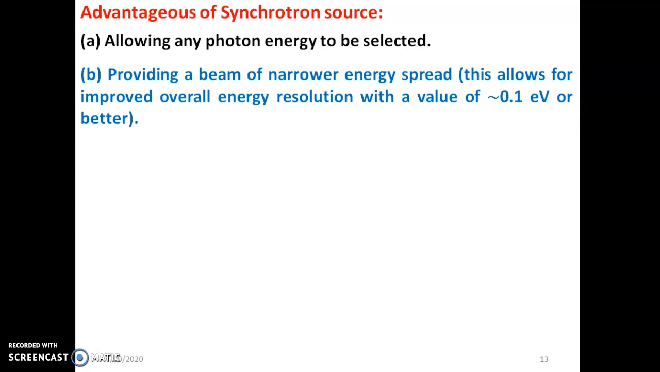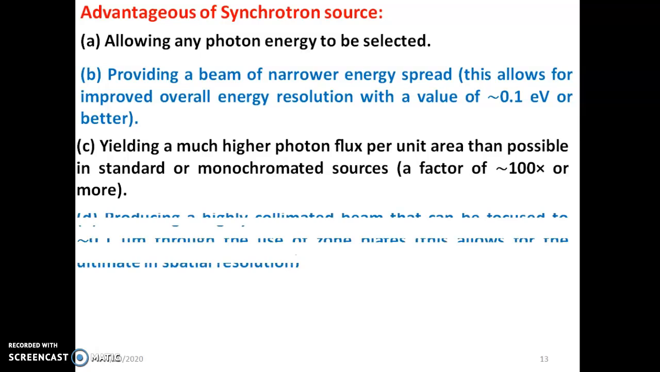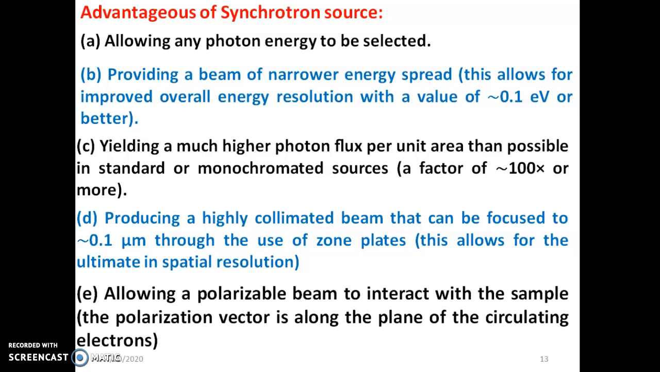Then it provides a beam of narrower energy spread. This allows for improved overall energy resolution with a value of 0.1 electron volt or better, yielding a much higher photon flux per unit area than is possible in a standard or monochromated source. It produces a highly collimated beam that can be focused to 0.1 micrometer through the use of zone plates, and allows a polarizable beam to interact with the sample.